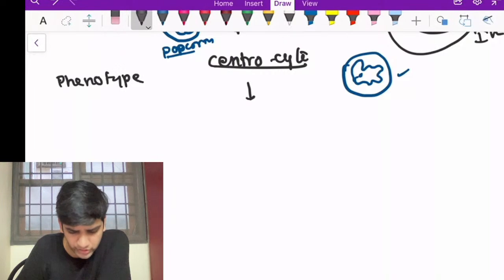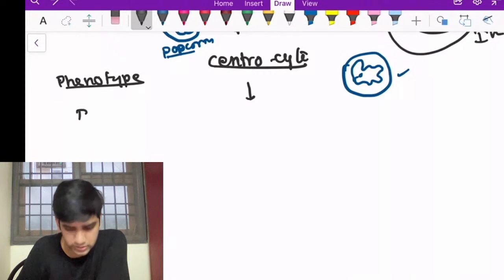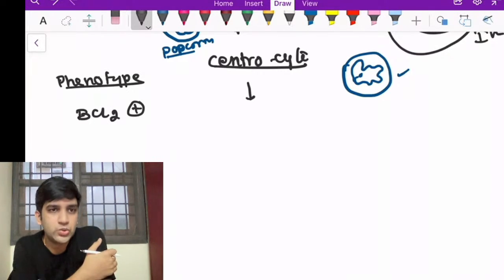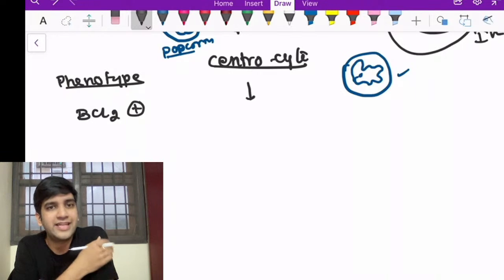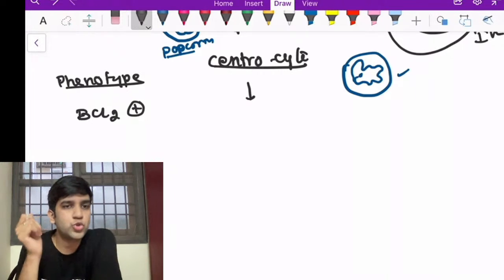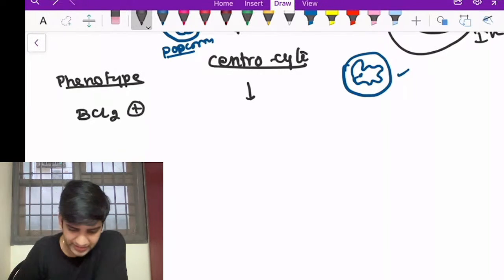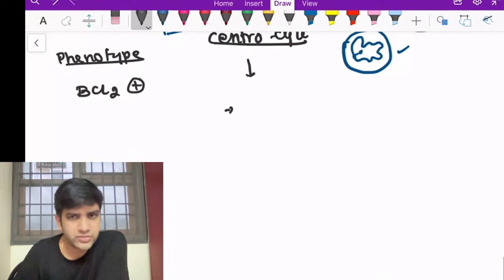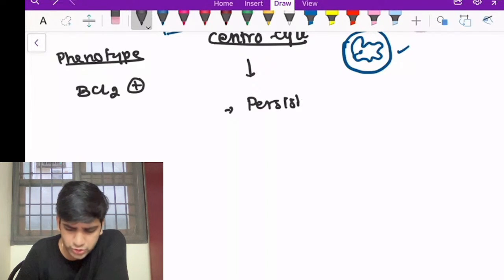Which gene do you think I should turn on? I should turn on BCL2. Because once BCL2 is there, my cells don't die. They remain for a longer time, right? My BCL2 should be on here. So which means it will not die. It persists. It should just persist.